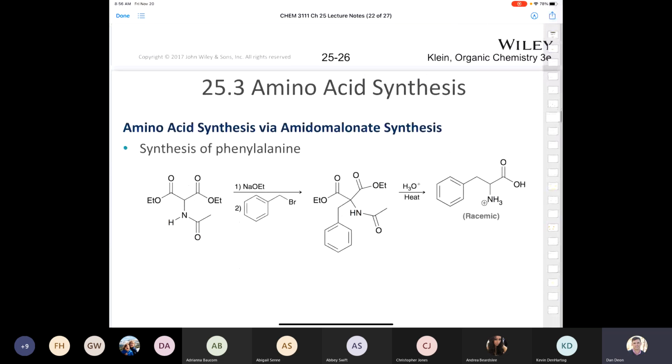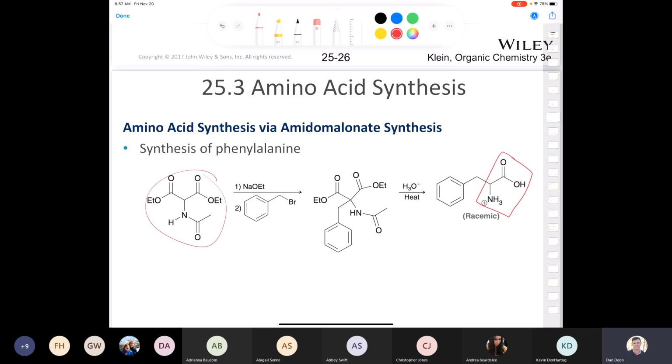Anyhow, what if you wanted to make phenylalanine using that amidomalonate synthesis? What would you do? I'm definitely going to ask this on your next quiz. How would you use the amidomalonate synthesis? What would your choice of alkyl halide be? Well, this portion of the molecule, all of this part here that I'm boxing in red, comes from this starting material. This portion, the R group, comes from an alkyl halide.